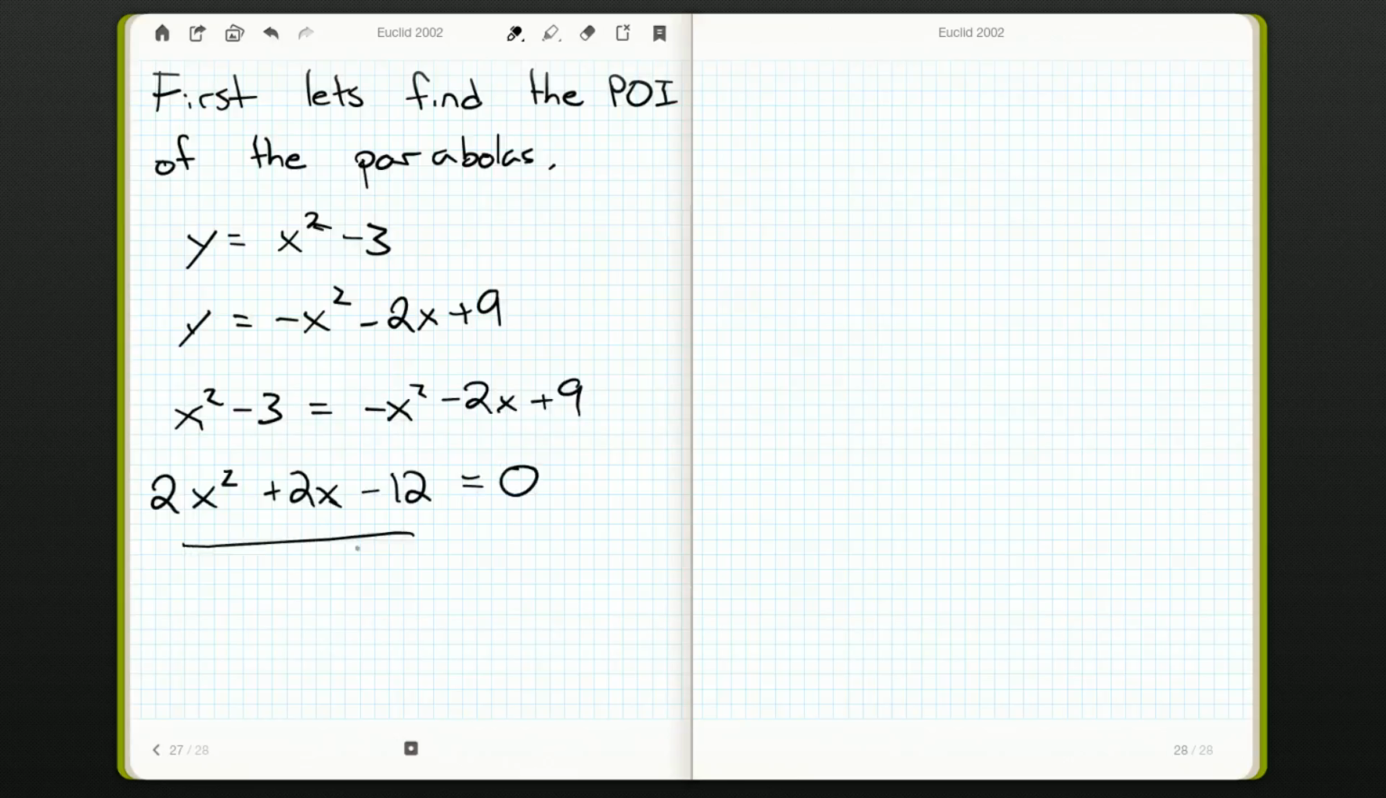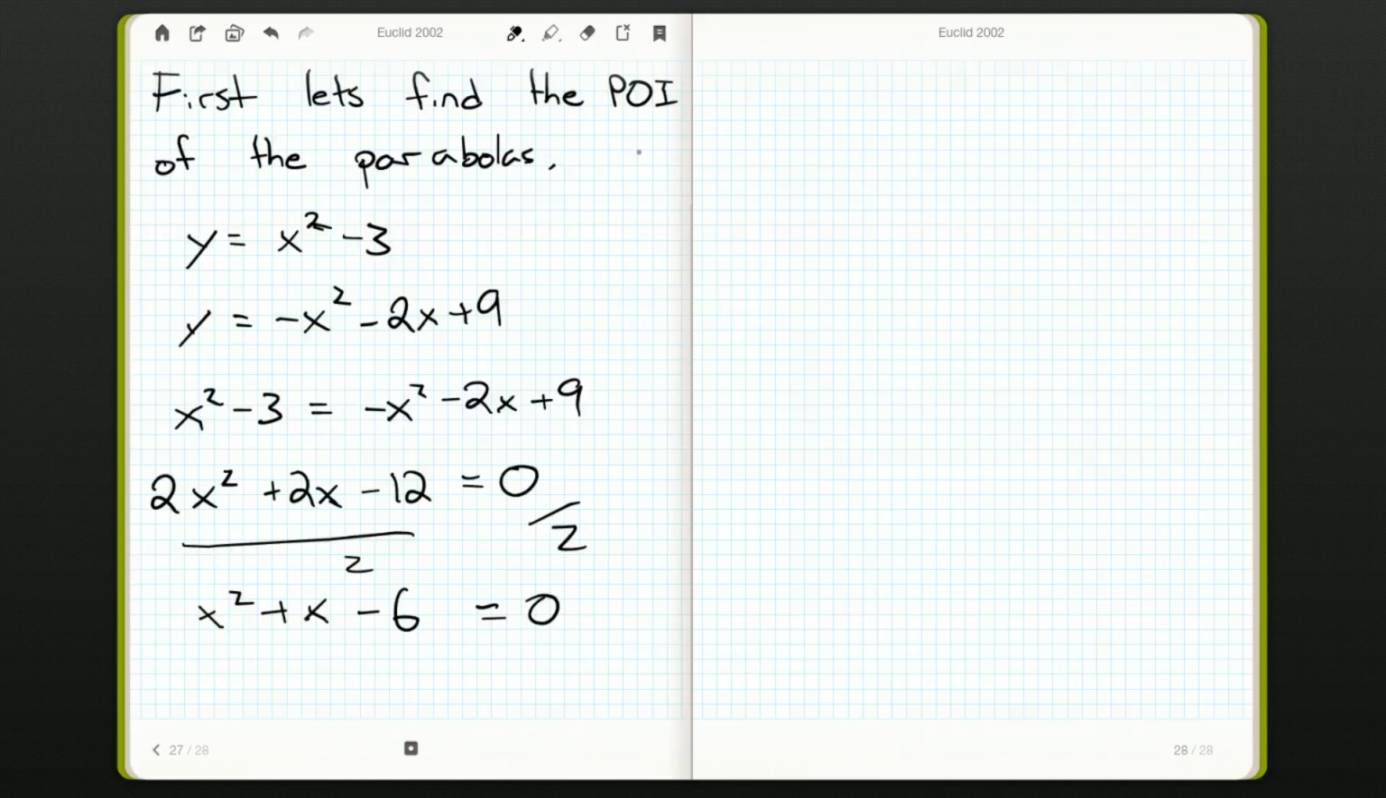One thing I can do is divide both sides by 2. That doesn't change the 0 over here. But it does make this quadratic slightly easier to work with. x squared plus x minus 6. Okay. So, if we solve this quadratic, we'll get the x coordinates of the points of intersection. We can already suspect that since we're looking at a quadratic, we'll get 2 different x values. That'll give us 2 different y values, and we'll have 2 points of intersection.